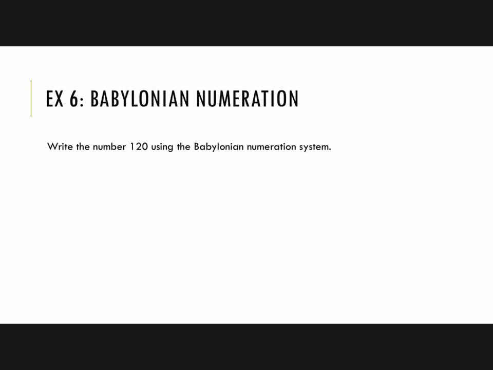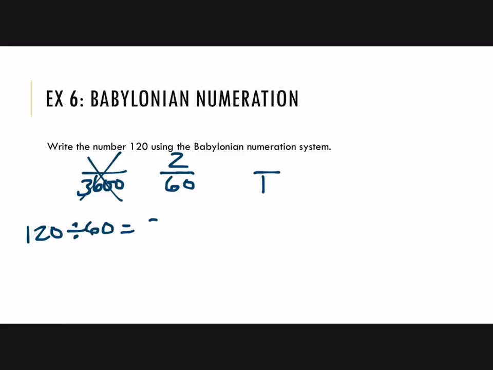Okay, let's try another example. How about 120? All right, groups of 3,600, groups of 60, groups of 1. Well, I don't have enough to make groups of 3,600, so that tells me that I'm only going to need 2 groups of symbols. So the first thing we look at is groups of 60, and there are 2 groups of 60 in 120. Okay, you can find that again by dividing, and this is exactly 2. There is no remainder, so there are 0 1s left over.